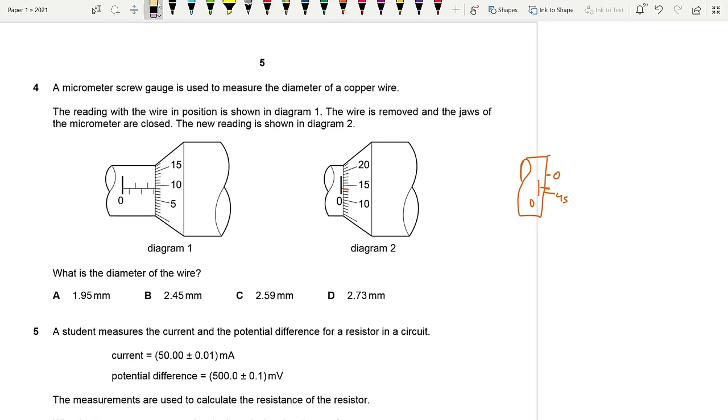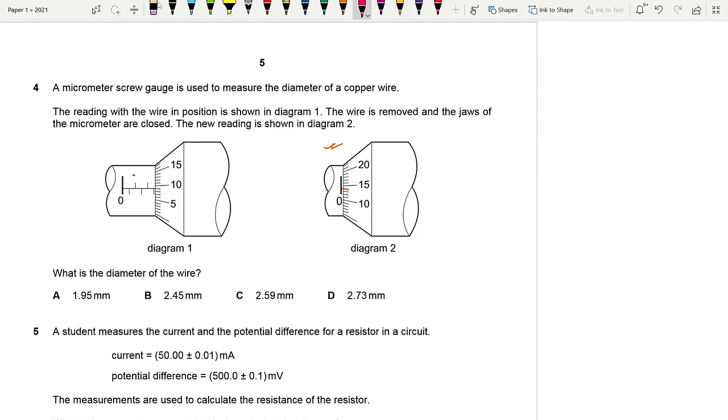So, what's the logic behind this? If it's a positive zero error, you need to subtract it at the end because the diameter of the wire that we are actually measuring, due to this error, will be higher than the true value. So we need to make a consideration or allowance for that mistake, right? So how do we actually get the reading?